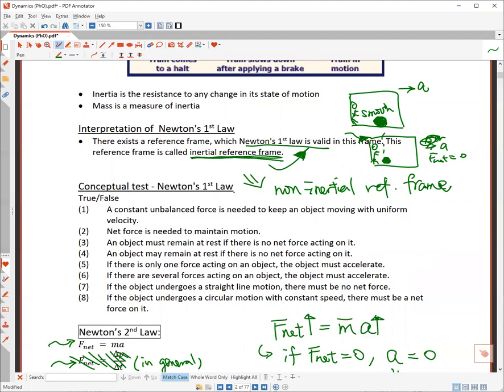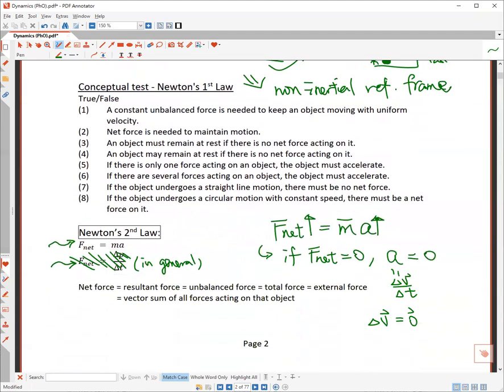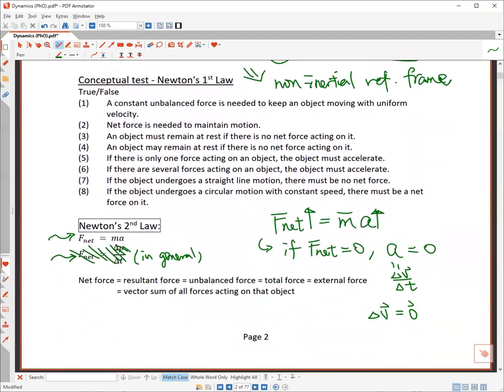So I think it may be a bit complicated. Okay, just forget about it. Just remember how we can apply Newton's second law. So then let's have a look at what is meant by the net force. Net force is the vector sum of all forces acting on that object. So what does it mean by on that object?